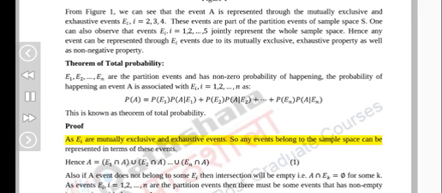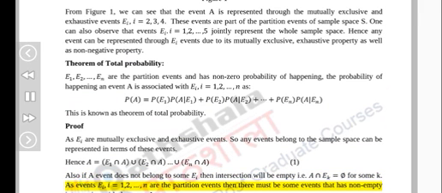Proof. As Ei are mutually exclusive and exhaustive events, any event belonging to the sample space can be represented in terms of these events. Hence A equals (E1 intersection A) union (E2 intersection A) union ... union (En intersection A). (1) Also, if an event does not belong to some Ei, then the intersection will be empty, i.e., A intersection Ek equals the empty set for some k.